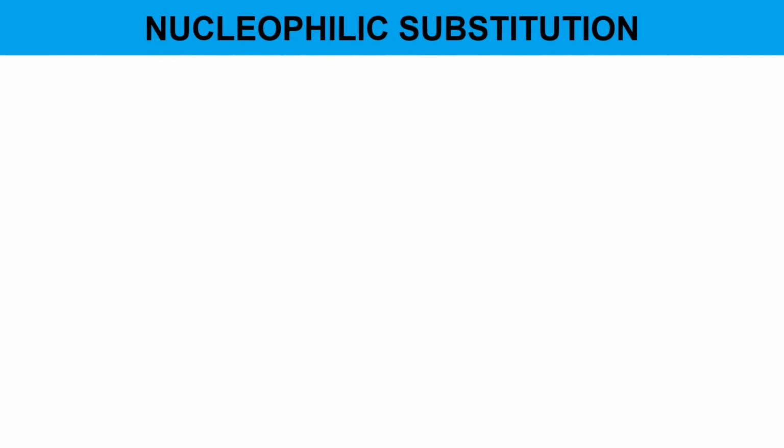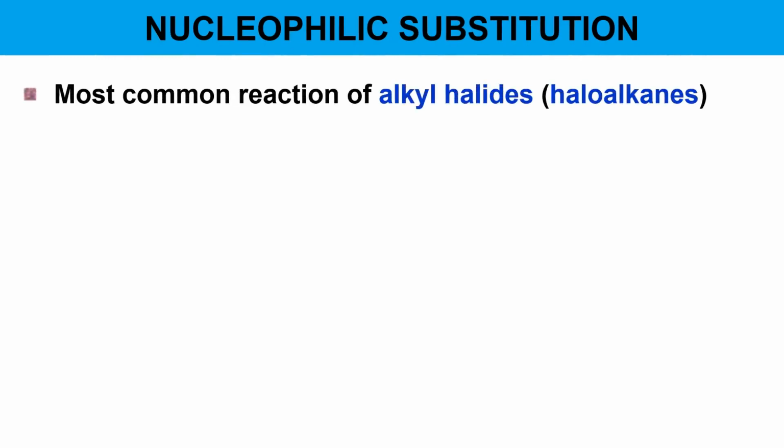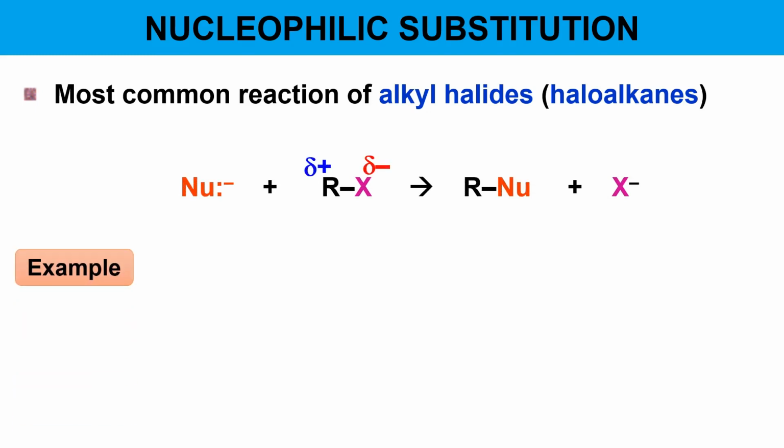Nucleophilic substitution. Nucleophilic substitution is the most common reaction of alkyl halides. In a haloalkane, the carbon bonded to halogen serves as an electrophilic site and is susceptible to attack by a nucleophile. Example: hydroxide ion, OH⁻, a nucleophile, reacts with iodomethane and undergoes a substitution reaction, with iodide ion leaving as the leaving group.